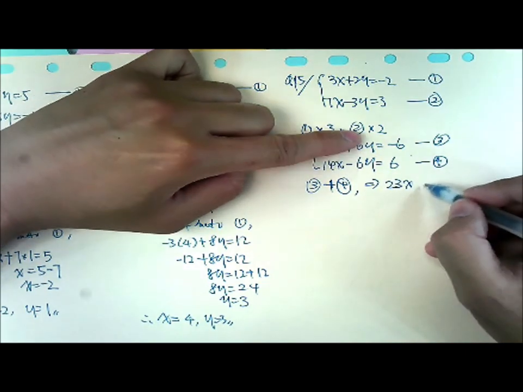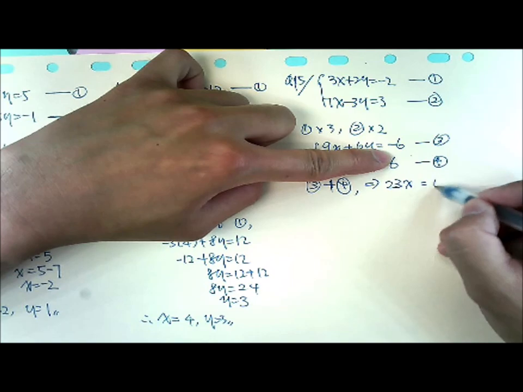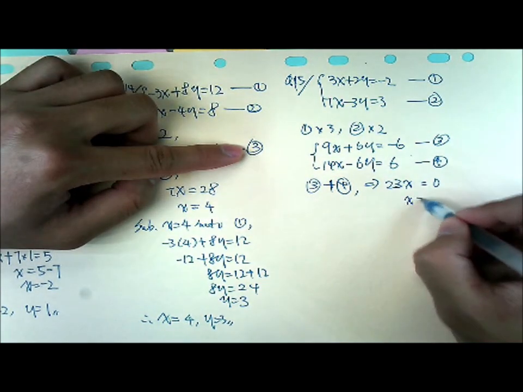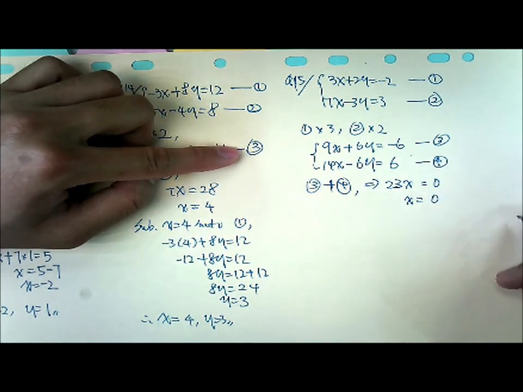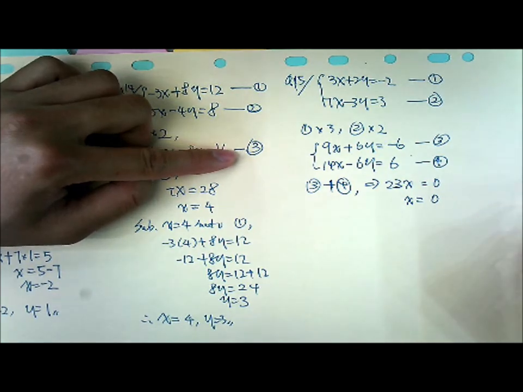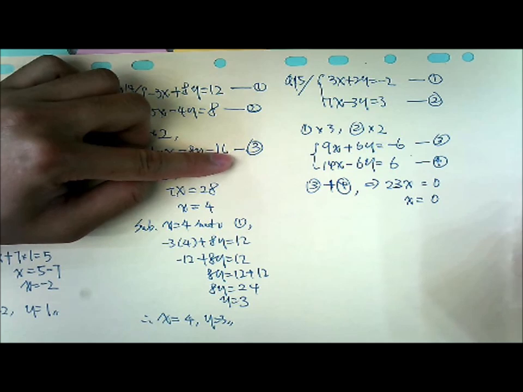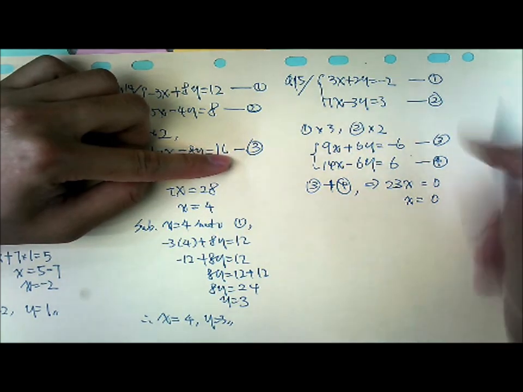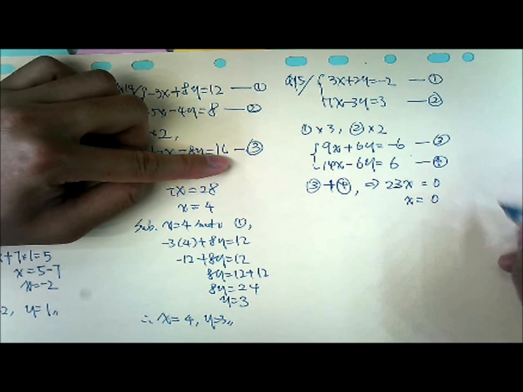Understand? Y cancel, write the equal sign, and then this is 0. Divided both sides by 23 is still 0. X equal to 0. Understand? So now you have 4 equations to choose to calculate y. So choose the simplest one. I think the first one, okay, will be the simplest.